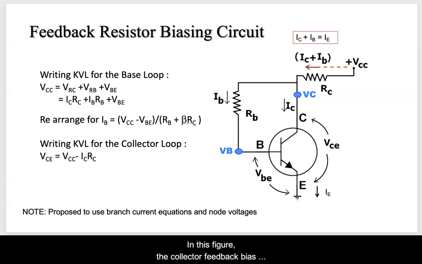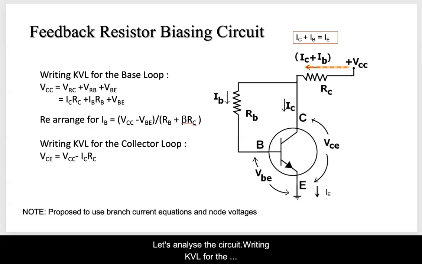In this figure, the collector feedback bias circuit obtains its Q point stability by connecting the base resistor directly to the collector of the transistor. The circuit looks quite similar to the base resistor or fixed bias circuit, except that the path of IB includes the resistor RC. Let's analyze the circuit.